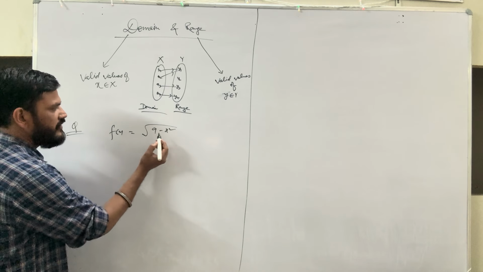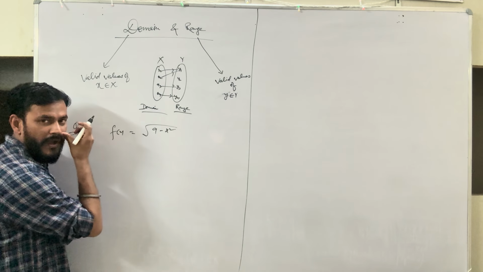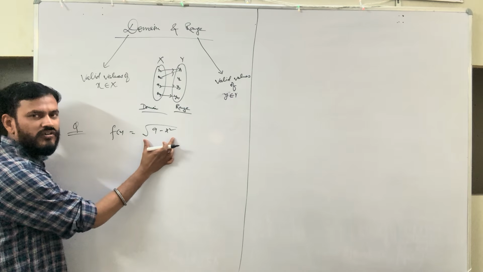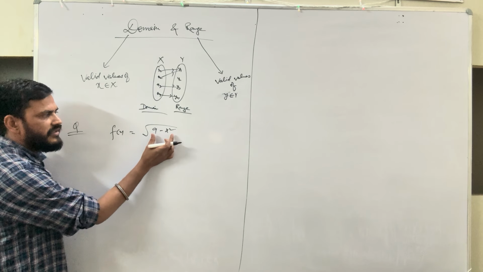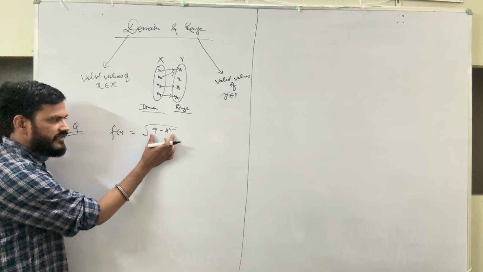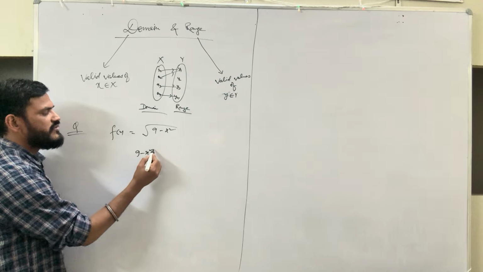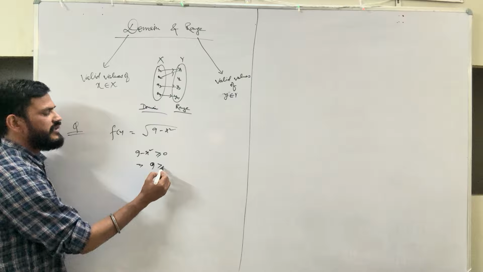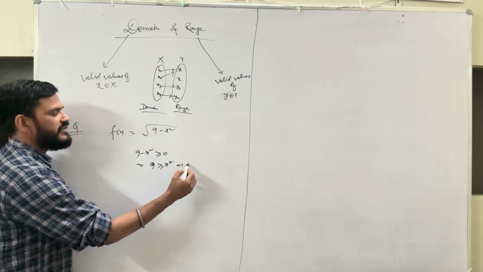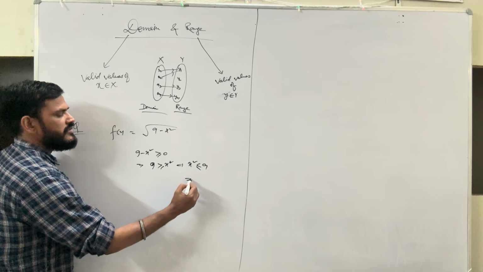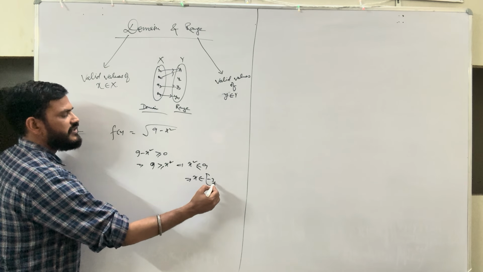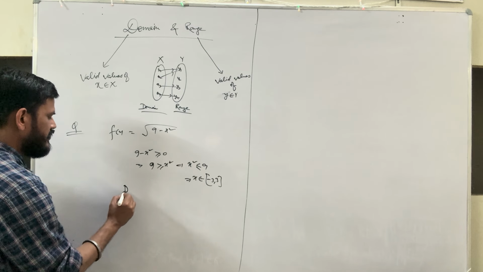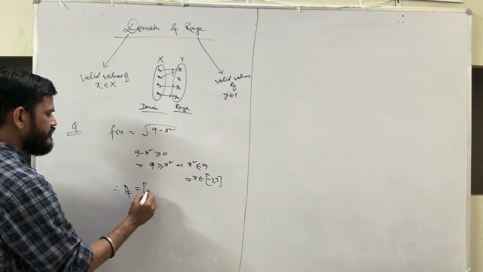You see, for the square root function to be real, the argument of this square root cannot be negative. So you see, 9 minus x square should be greater than or equal to 0. That means 9 should be greater than or equal to x square. You may invert it, x square should be less than or equal to 9. Which gives x must belong to minus 3 to 3. Therefore, you may write domain of f is minus 3 to 3.